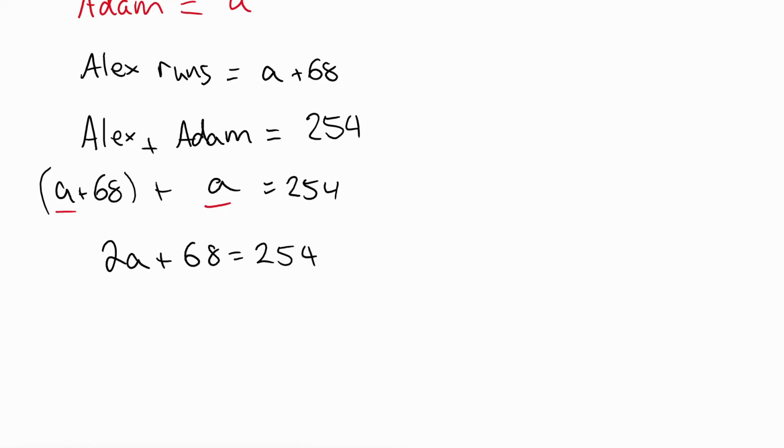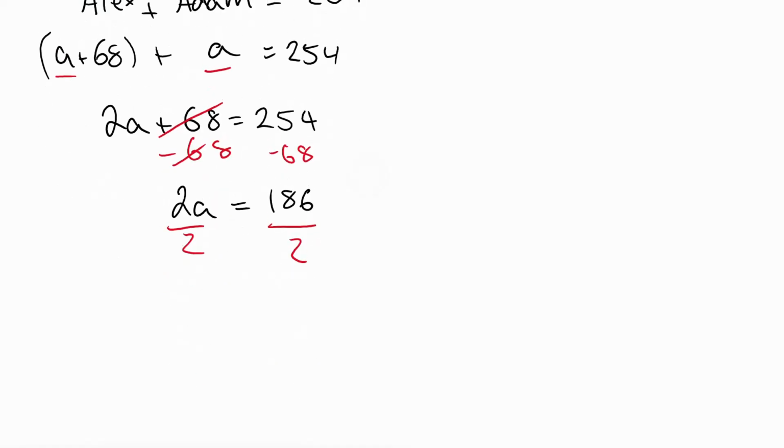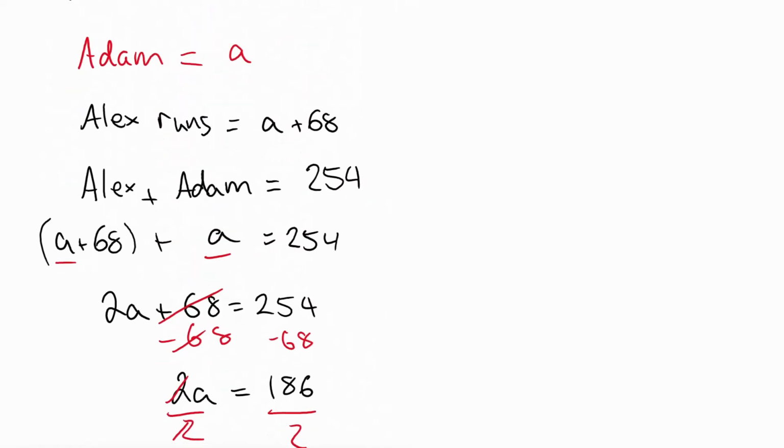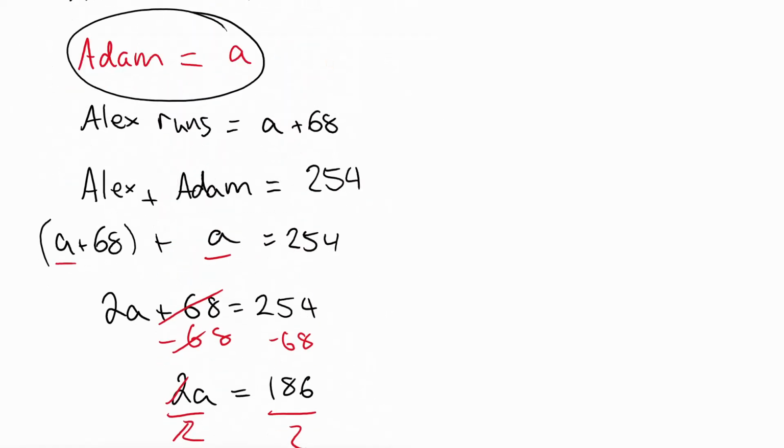Now we solve it like a normal equation. Minus 68, minus 68. That cancels, so we're left with 2A equals 186. We divide by 2, so those twos cancel out, and we're left with A equaling 93 runs. Remember, if we go back up, Adam's runs was A.